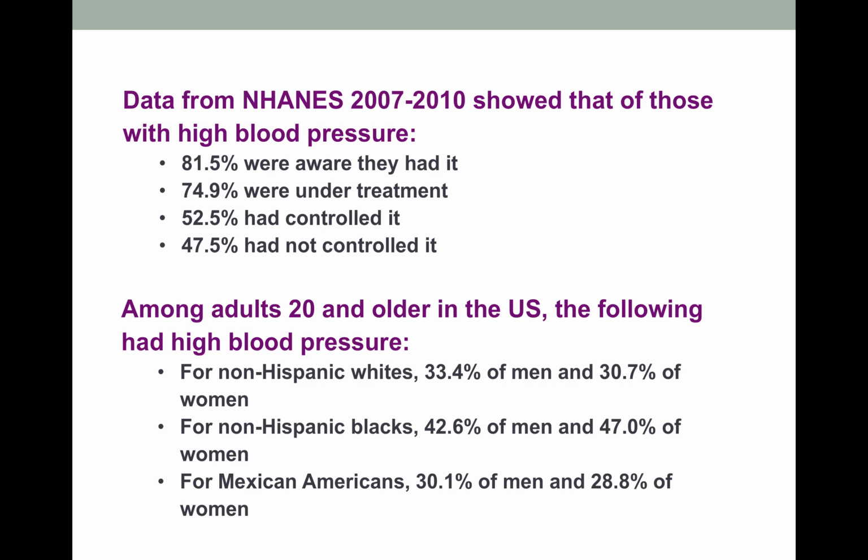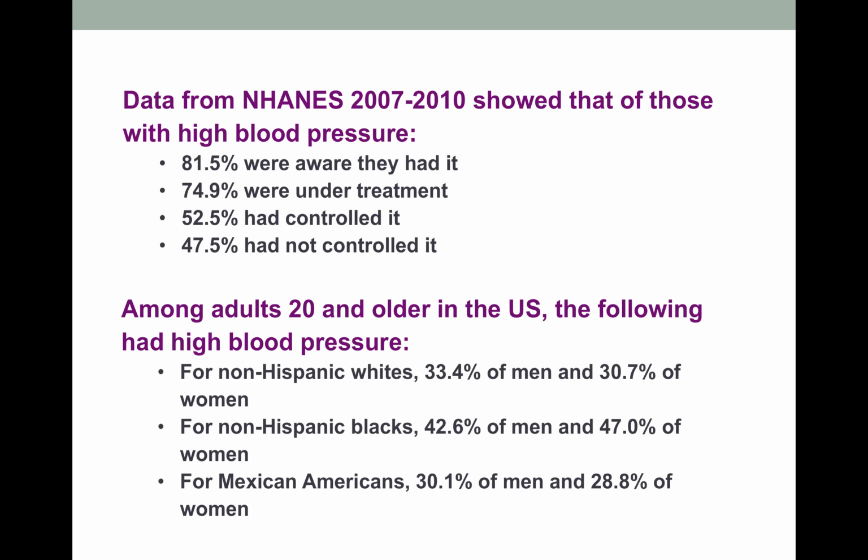So then we see adults 20 and older in the U.S. of those that have high blood pressure, we see that there are differences in ethnic backgrounds. So we have non-Hispanic whites, non-Hispanic blacks, and Mexican Americans. For the most part, this is something we'll talk a little bit more about as the semester progresses, but this is something that seems to affect non-Hispanic blacks more than whites, more than Mexican Americans.